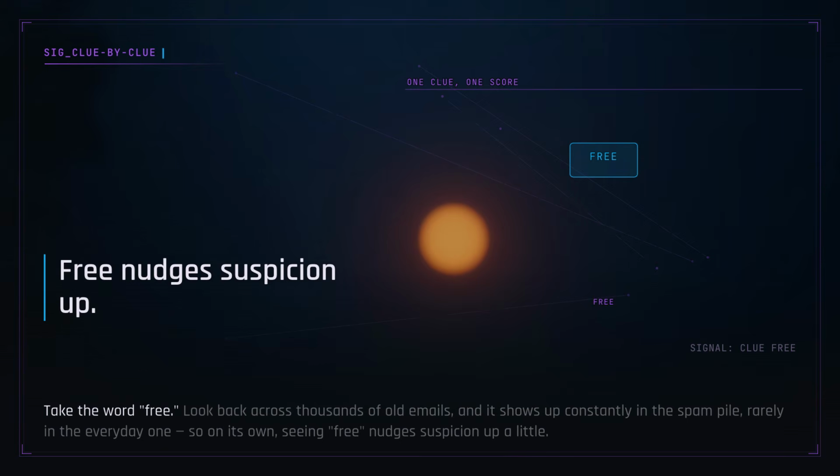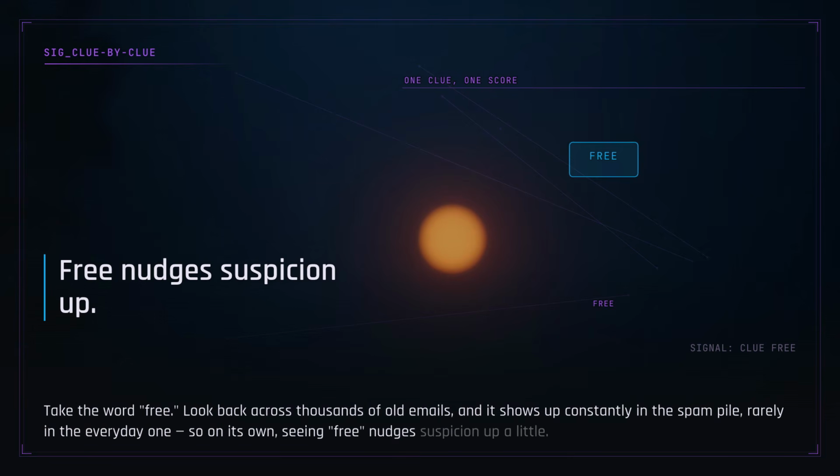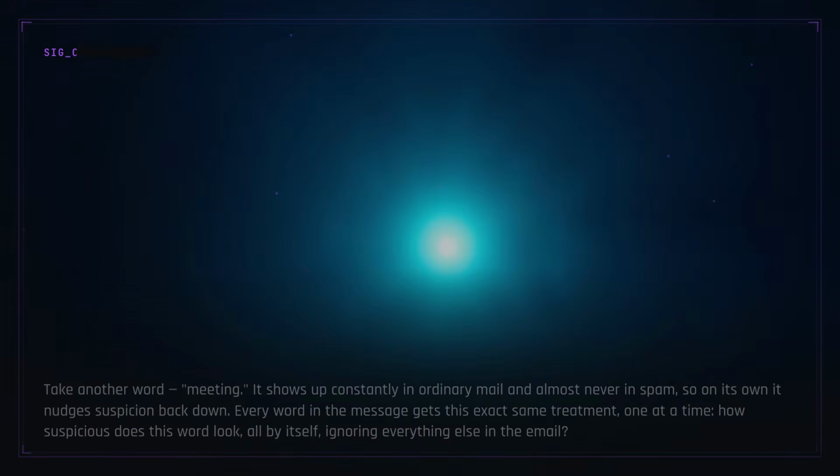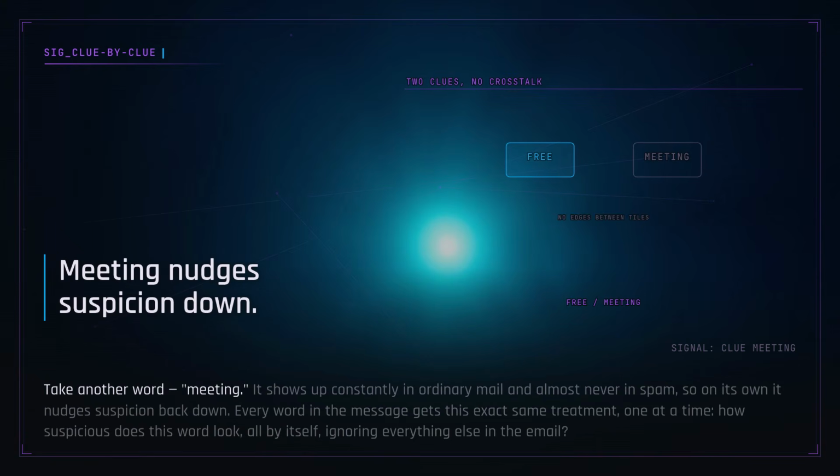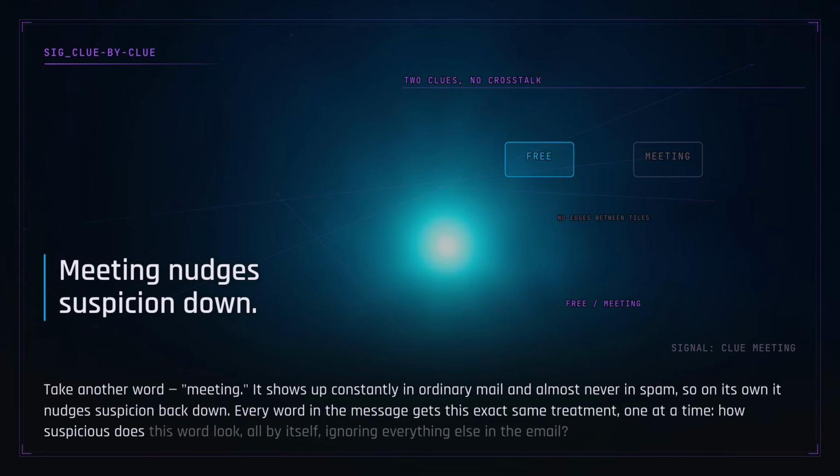Take the word "free." Look back across thousands of old emails and it shows up constantly in the spam pile, rarely in the everyday one. So on its own, seeing "free" nudges suspicion up a little. Take another word, "meeting." It shows up constantly in ordinary mail and almost never in spam, so on its own, it nudges suspicion back down. Every word in the message gets this exact same treatment. One at a time, how suspicious does this word look, all by itself, ignoring everything else in the email?